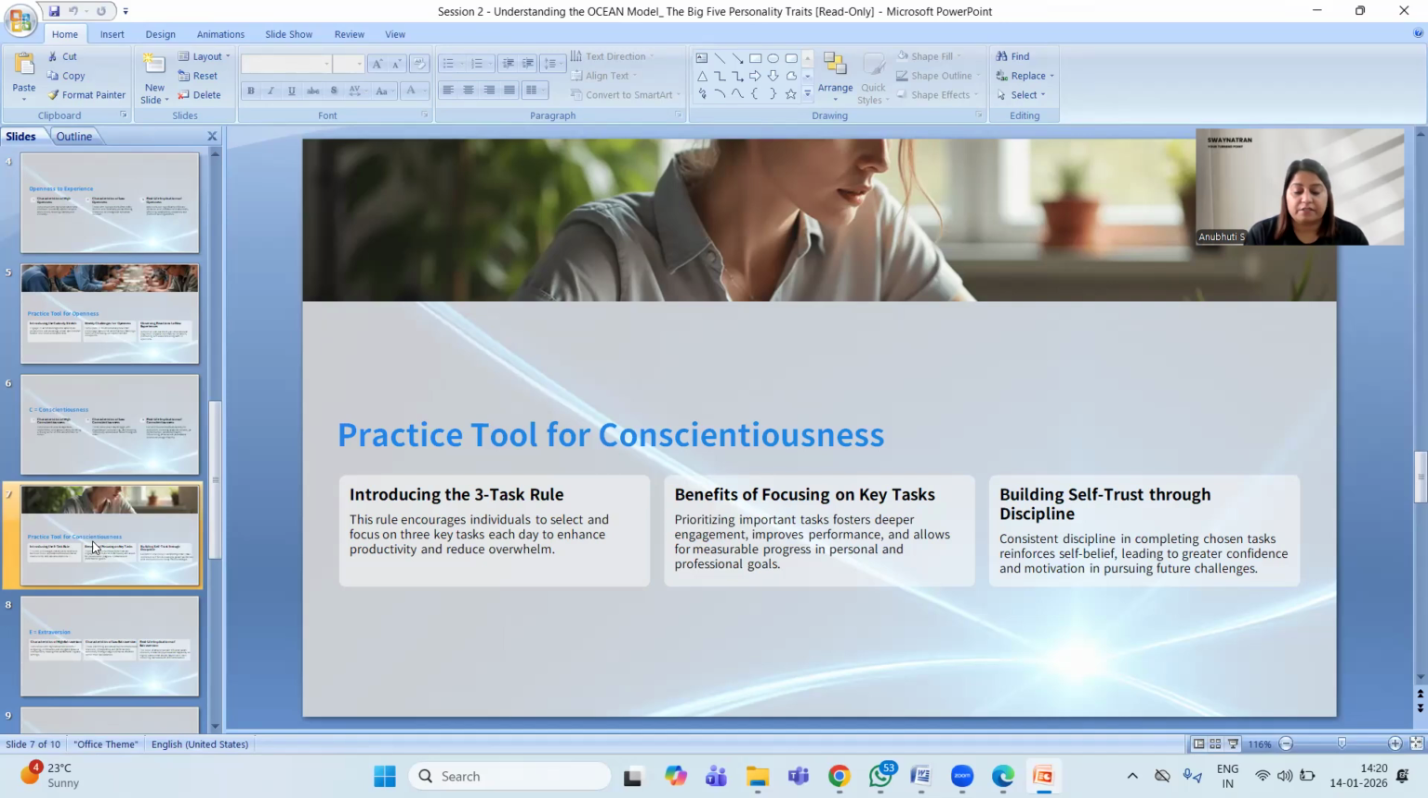Building self trust through discipline. When we focus on our task and we implement those tasks, consistent discipline is created. It helps in completing the chosen task. It reinforces self belief, leading to greater confidence and motivation in pursuing future challenges.